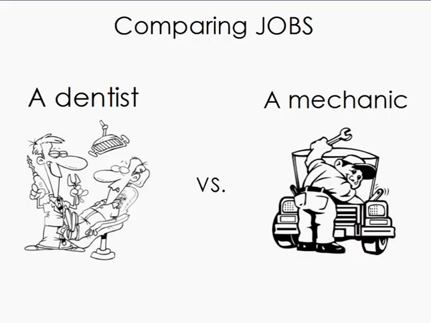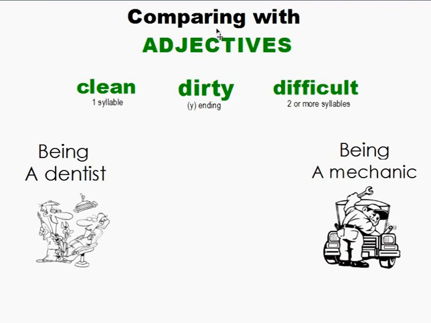So, today we're going to be comparing jobs, and specifically we're going to be comparing a dentist's job versus a mechanic's job. So let's get started. First, let's start by comparing with adjectives. Adjectives are describing words. For example, clean, dirty, and difficult are all adjectives. I'm going to use these to compare being a dentist and being a mechanic.